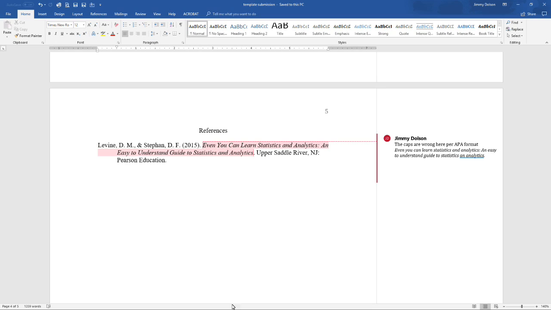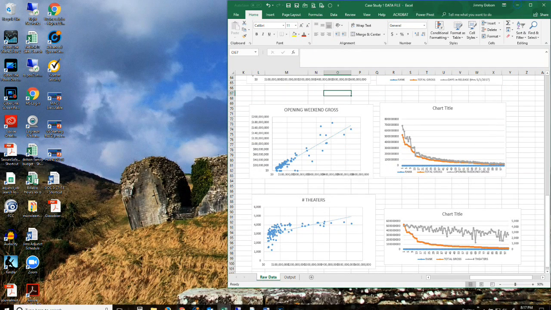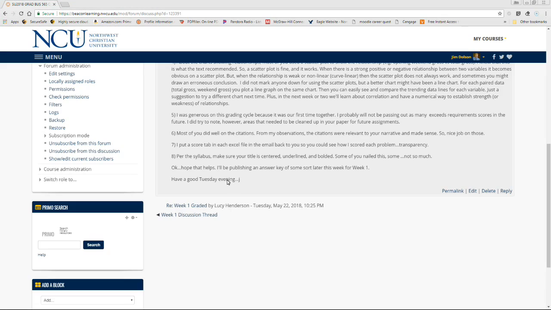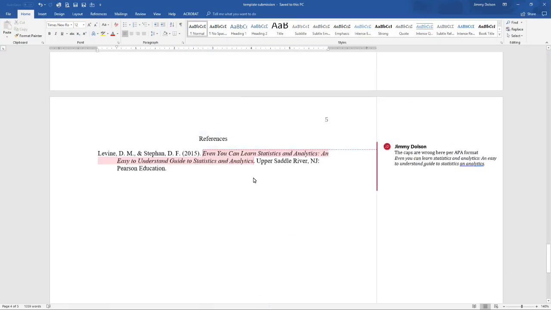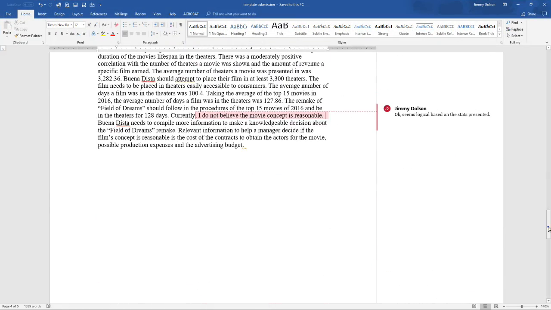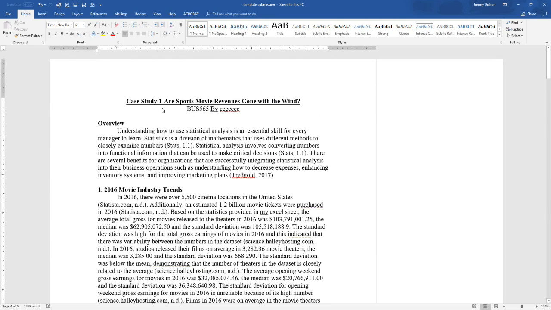So, all right, I think that is it. Let me look. Oh yeah, per the syllabus. This is easy points. Some of you were losing. I'm just going to call it to your attention because it's easy points to keep and easy points to lose. Right here. Centered, underlined, bolded. Boom. You got it. Okay. Center, underline, bolded. Make sure it's that way.